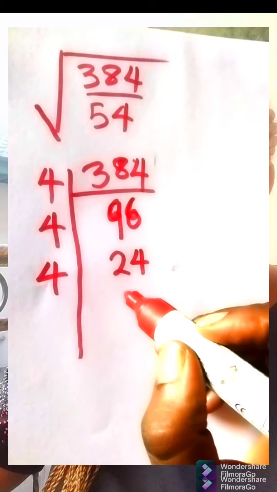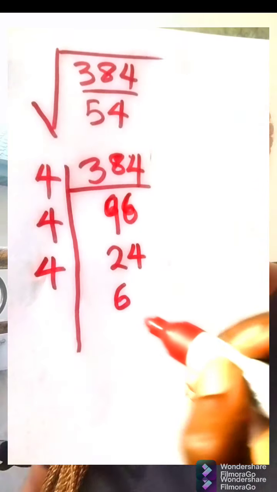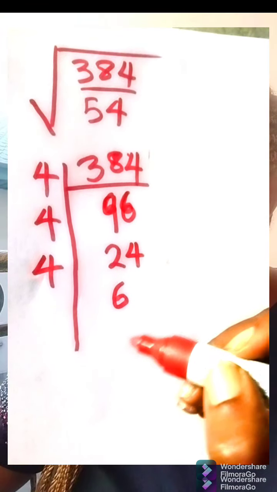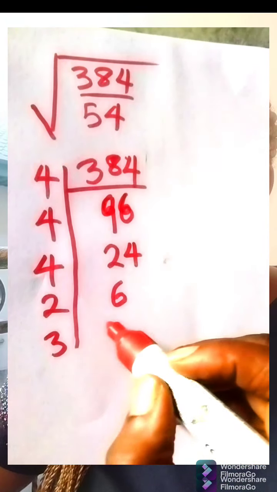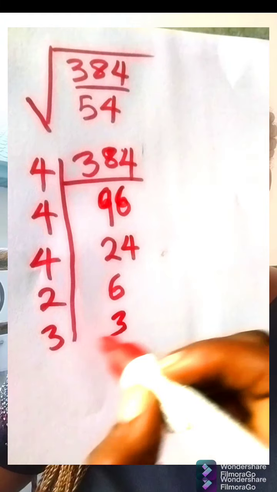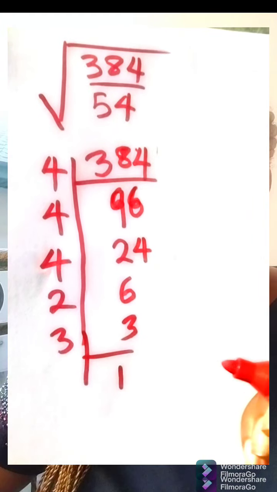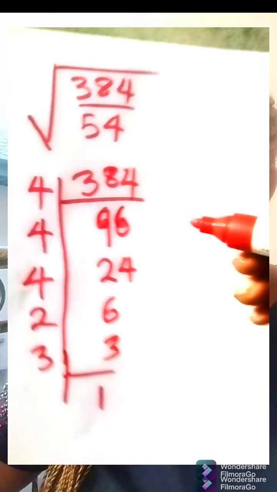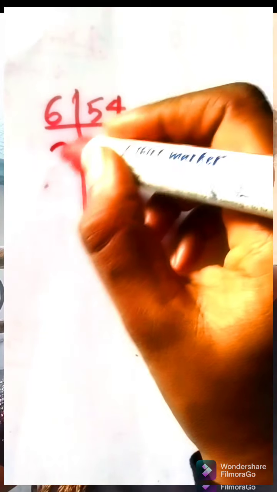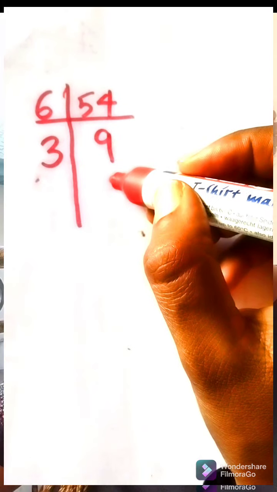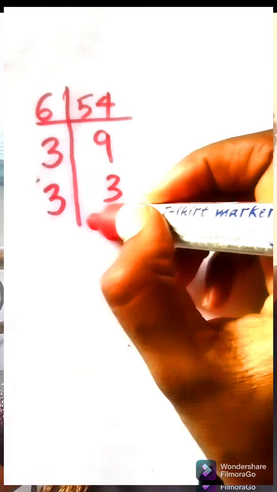We'll have 2 here and 4 here. Another 4 will give us what? Will give us 6. 2 will give us 3. 3 will give us 1. So we've gotten our first factors. Then we have for 54, we have 6. 6 goes into 54 9 times. 3 goes into 9 3 times. 3 goes into 3 1 time.